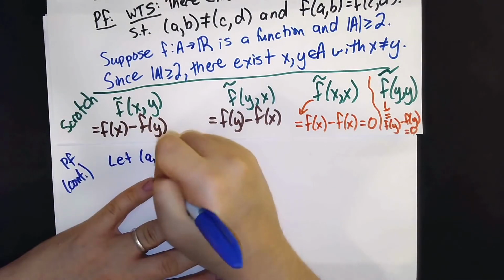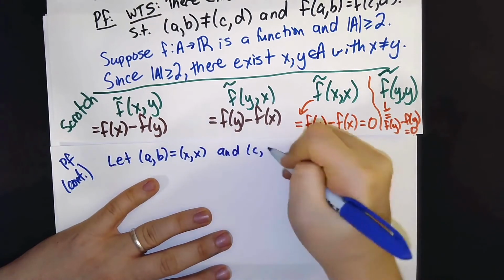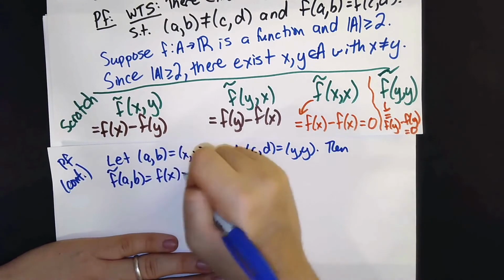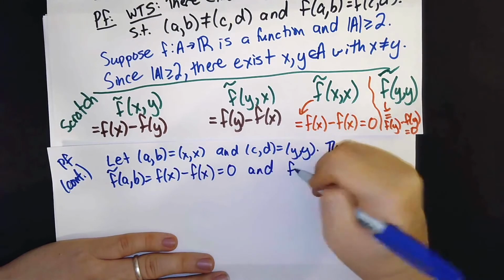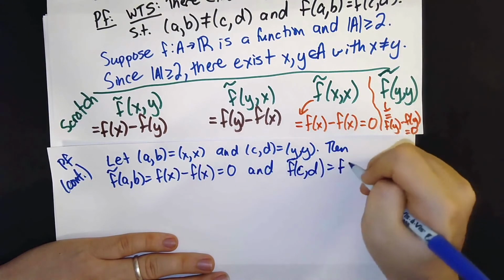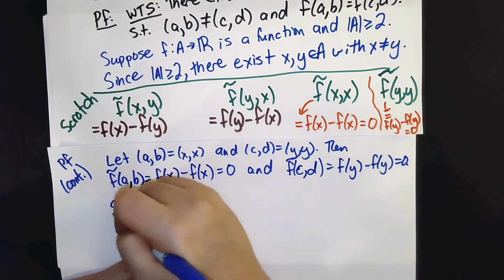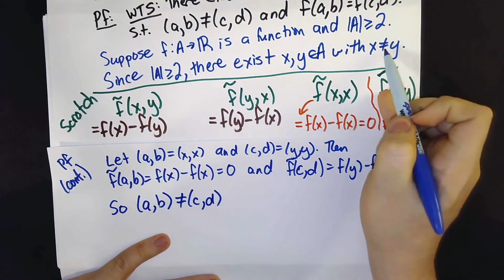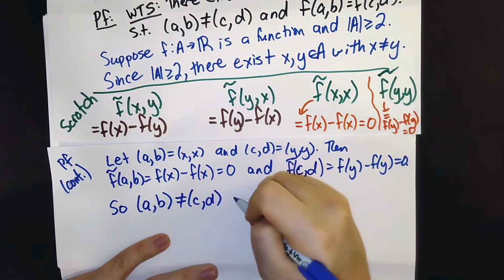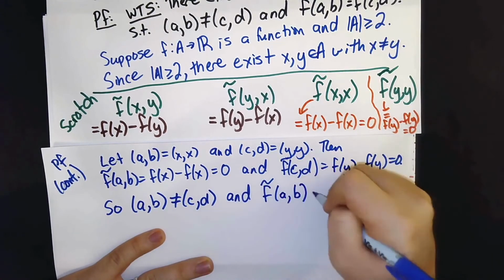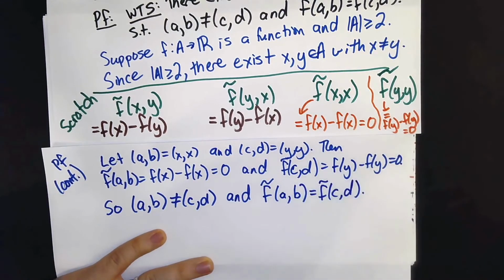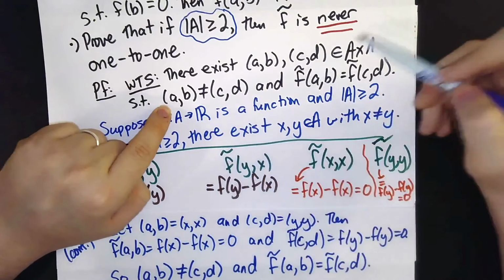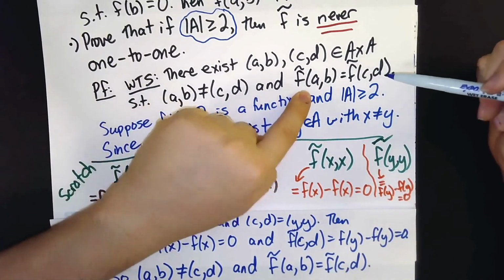So I'm going to let AB be x comma x, and CD be y comma y. Then f with a squiggle on top of AB is f of x minus f of x, which is 0. And f with a squiggle on top of C comma D is f of y minus f of y, which is 0. So AB and CD are different, and they're different because, remember, by assumption, x and y are different. But when I apply f with a squiggle on top to these two different things, I get the same answer. Namely, I get 0. And if I look back at what I wanted to show, it's exactly what I needed. Two elements of A cross A, which are different, but mapped to the same place.